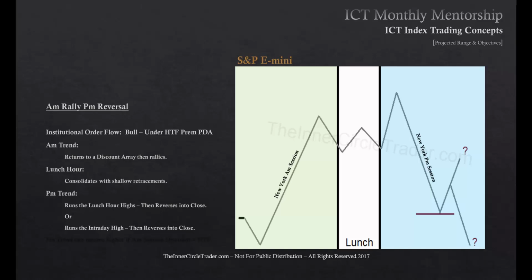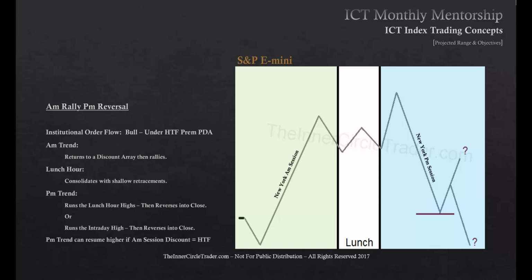So don't think that it has to create, as this diagram is showing here, a higher high in the PM session relative to the AM session. It could just be a higher high relative to what was seen during the lunch hour, which would create a failure swing on the run into the AM session's high.